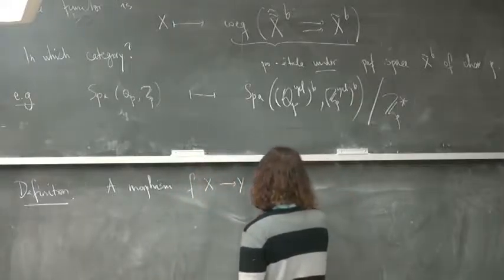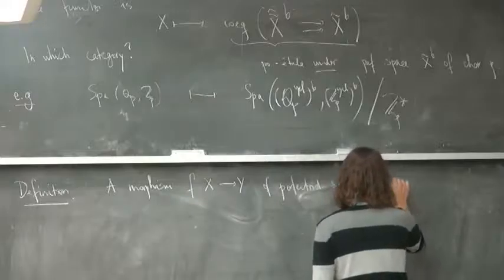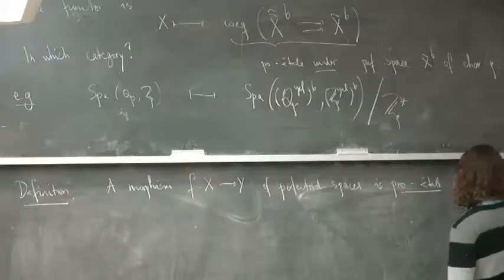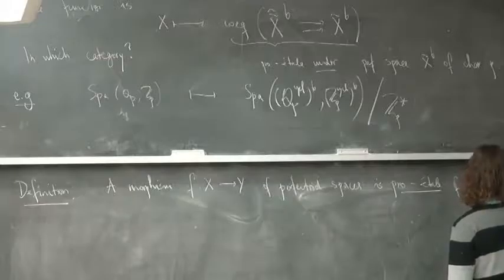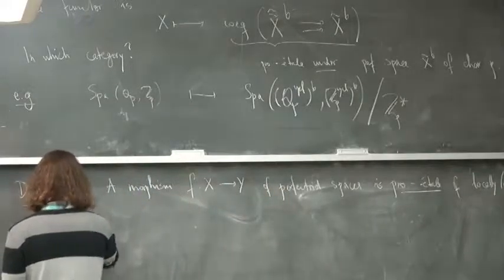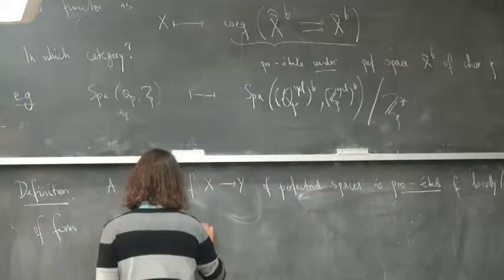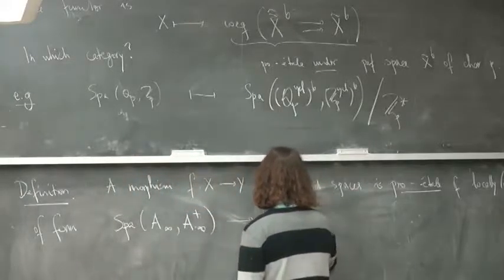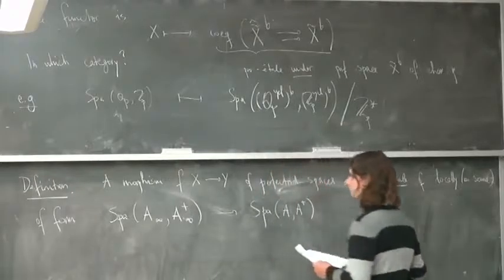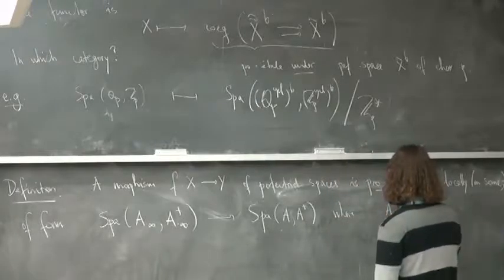A morphism f from X to Y is pro-étale if it's locally on source and target of the form Spa(A infinity, A infinity plus) to Spa(A, A plus), where first of all A and A infinity are perfectoid.